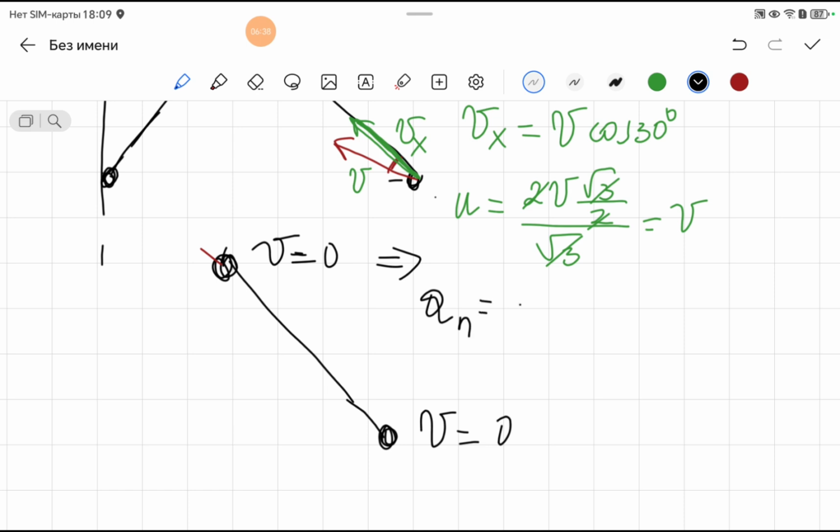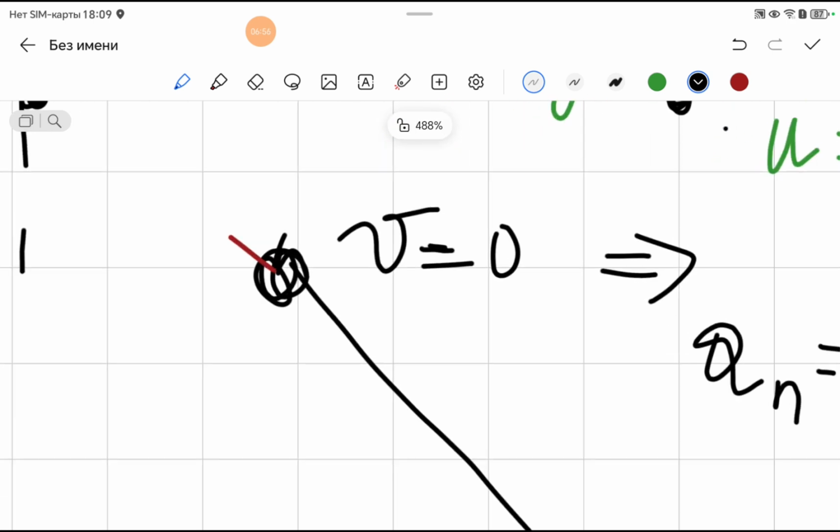If the velocity of point B in the reference frame of point C is 0, then its normal acceleration in this frame is also 0. This means that the only acceleration point B can have in the reference frame of point C is the tangential acceleration directed perpendicular to the rod AB.